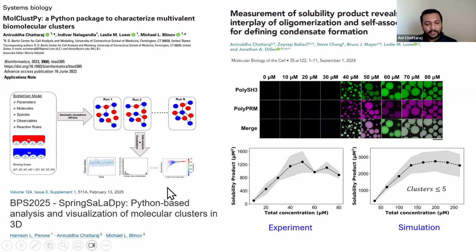And for a similar kind of thing, I think Michael is currently working on it. There is SpringSaLaD-Py, so that a similar kind of multi-trajectory analysis can be done for the SpringSaLaD output as well. We are writing it up, and hopefully it will be available soon. So these are some of the data analysis tools that are available to analyze this complicated multi-component system.